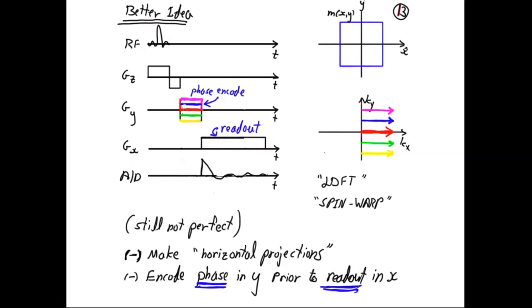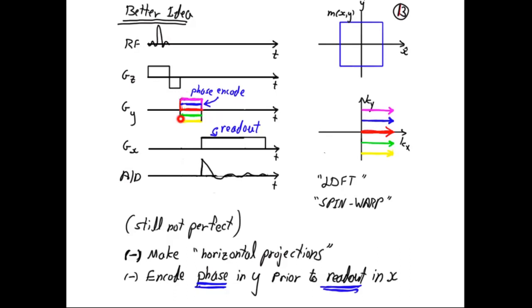That's the third one. The fourth one, I will apply a negative gradient in y, so I'll travel here, and then I'll collect this line. And then I go again and collect it. So now I have my data collected on a two-dimensional Cartesian grid as opposed to on a radial grid.